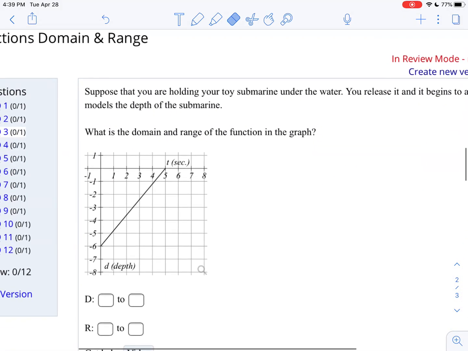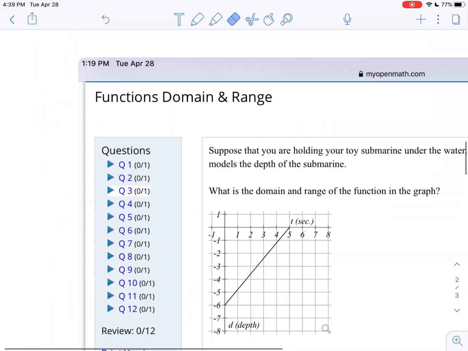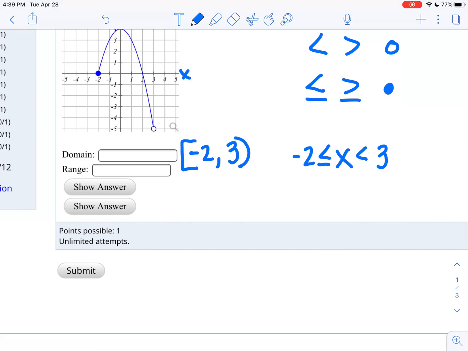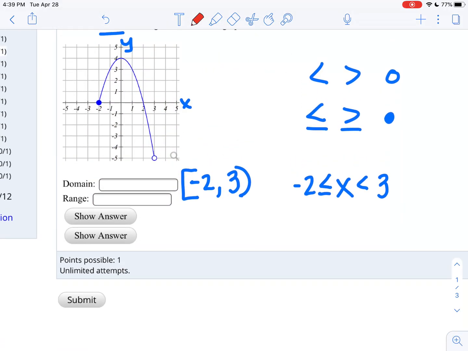Okay, is there another one like this? Yeah, there's going to be. Okay, so this is how you'd write that. Now let's look at the range. The range is the y. Okay, so now this time I'm starting from bottom to top, just like on the domain, I started from left to right.